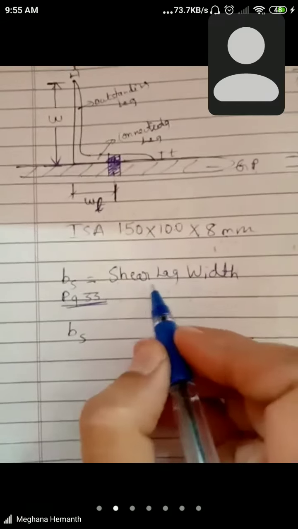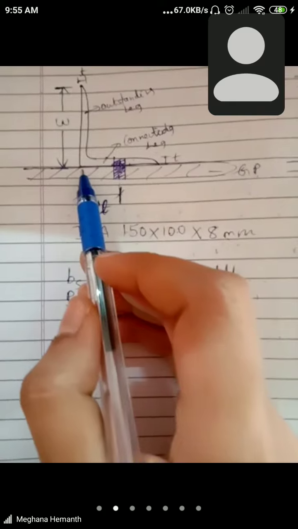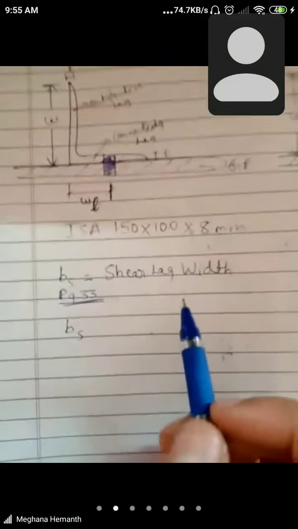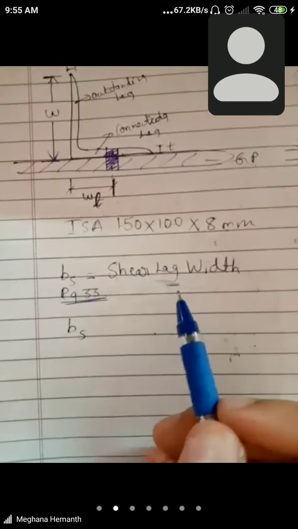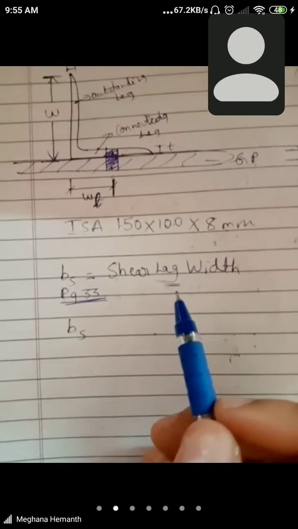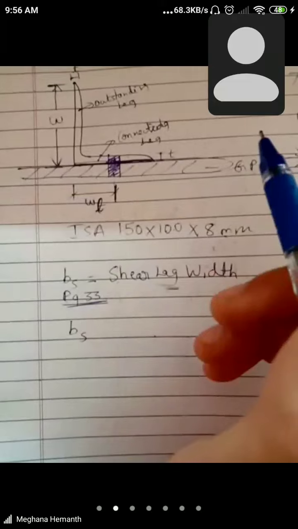There will be some amount of gap between your connection, between this member and this member. Sometimes there is going to be a little gap that will be known as your lag width. Why does it happen? It happens due to the shear force developed in the member. The shear force generally develops at the junction of any two members. So initially when you connect this member to this member, a shear force is developed at the junction of these two members. Due to the shear force that is developed, what happens?